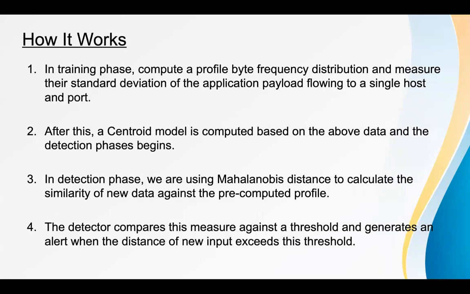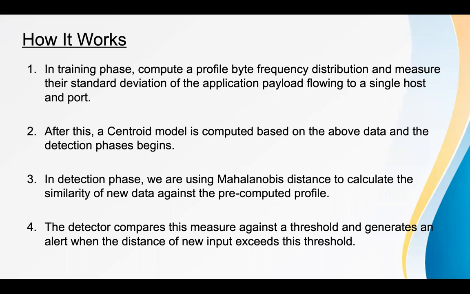So, a basic overview of how this algorithm works. In the training phase, we compute a profile of the data packet that is based on the byte frequency distribution, and we measure the standard deviation of the application payload. A single model works on a single host and port. Because this is not header based but payload based, we have hard coded, or you can say fixed, the host and port, because we are only focused on the payload data. After we have the standard deviations of the data packets, we create a centroid model, and based on the model, we create our data clusters and mark their distances from the centroid.